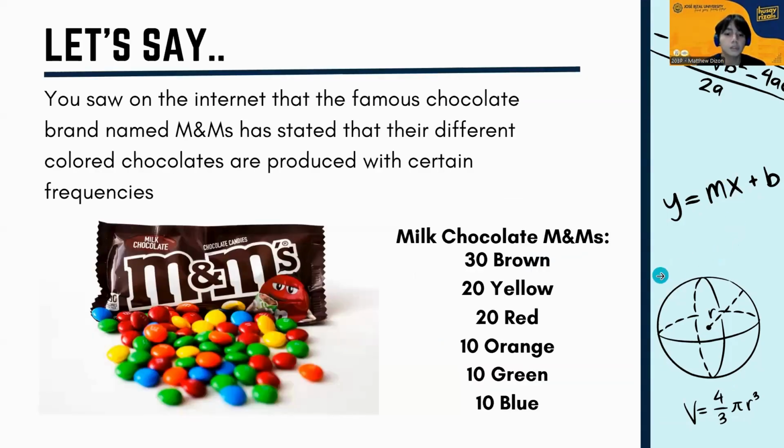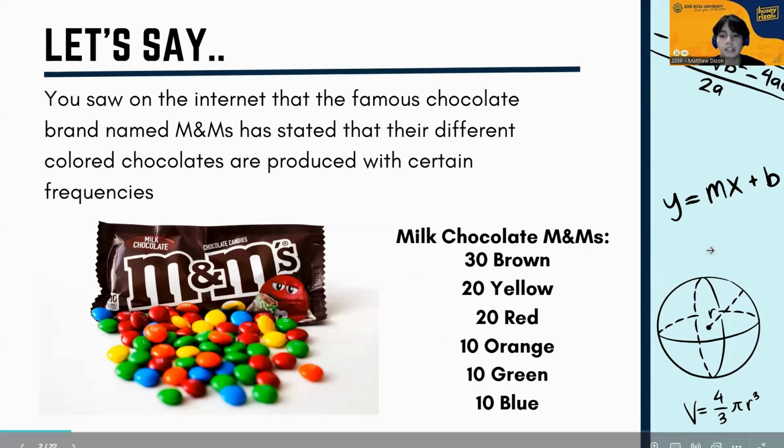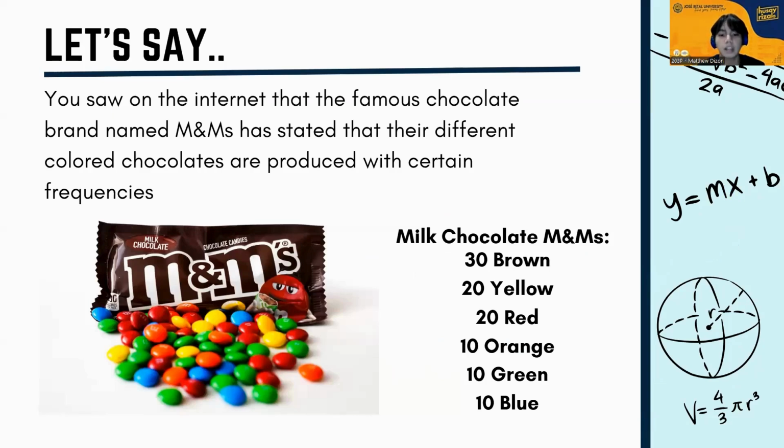Let's say you saw on the internet that the famous chocolate brand named M&M's has stated that their different colored chocolates are produced with certain frequencies, which are on the screen right now. 30 being brown, 20 being yellow, 20 being red, and 10 being orange, 10 being green, and 10 being blue.